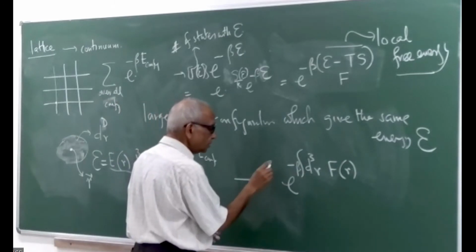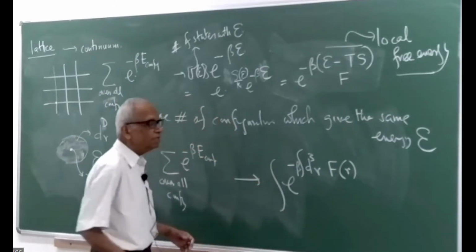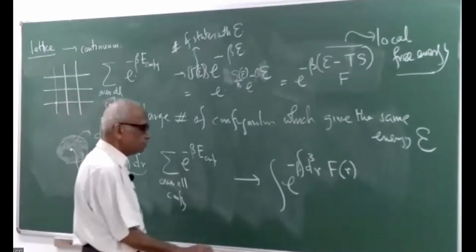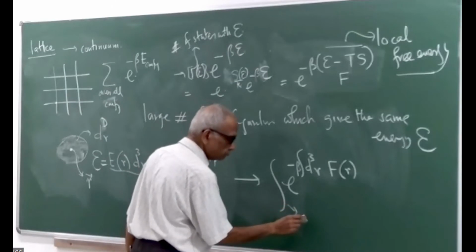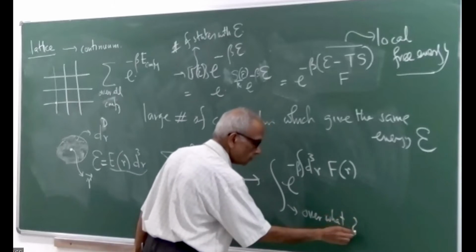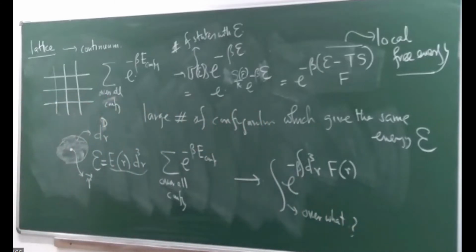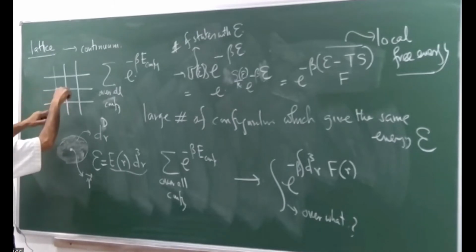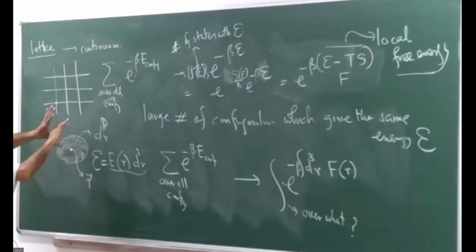I have to sum. The sum would be an integral, and the question is, integral over what? All right, I had a sum over all configurations. Configurations meant this spin, a particular spin up here, spin down there, spin up here, there, and so on. A configuration meant that I knew the spin at every site.